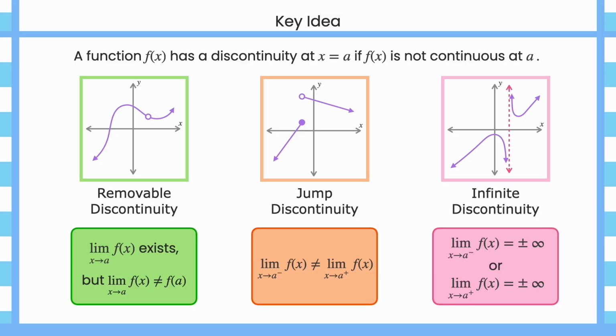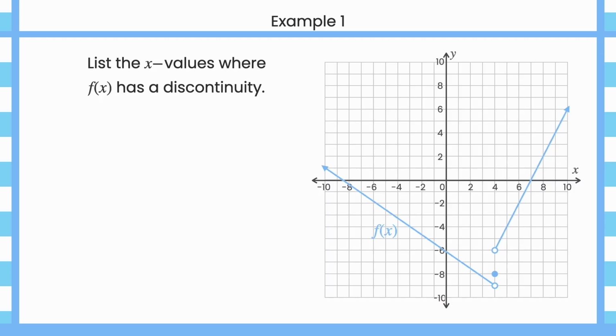Let's hone our skills with some examples. Where does the function shown in the graph have a discontinuity? Let's try tracing the function from left to right and seeing where we have to lift up our pencil. The function is continuous until here. When x equals 4, we jump up to this point here, and then jump again before continuing along the function.